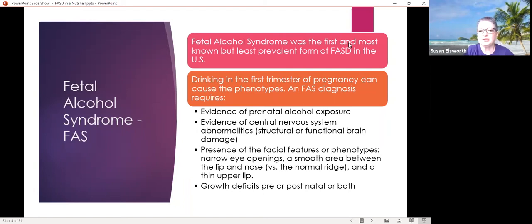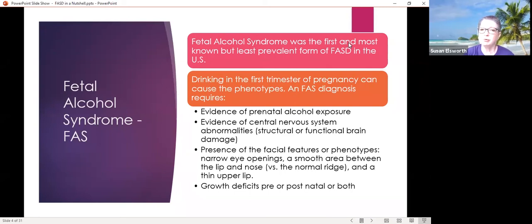This requires that there is evidence of prenatal alcohol exposure. On this particular slide, when we're talking about evidence, we're talking about a biological parent saying, yes, I consumed alcohol. We also have to have evidence that the central nervous system has been structurally or functionally damaged.